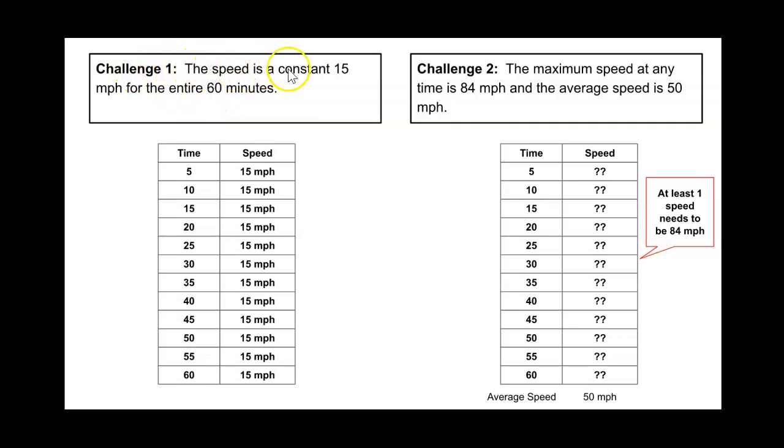Challenge 1. It says the speed is a constant 15 miles per hour for the entire 16 minutes. And this graph right here, this just shows you what the speed should look like for every time slot. So as you're doing these challenges, in this one here, they're all going to be 15 minutes. In challenge 2, there's a bunch of question marks because this one here says the maximum speed at any time is 84. So someplace along here, you have to have a maximum speed of 84, and then the average speed needs to be 50 in the end. So you have to figure out what combination of speeds would make that work.